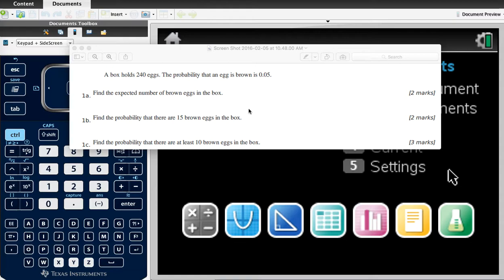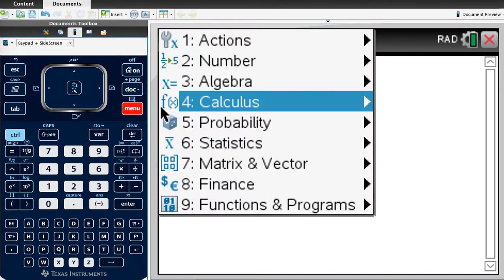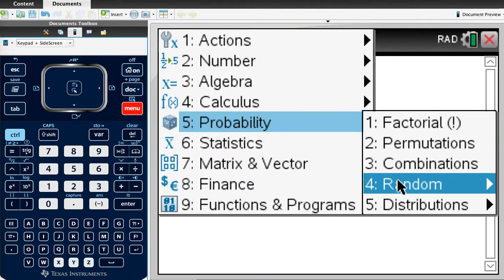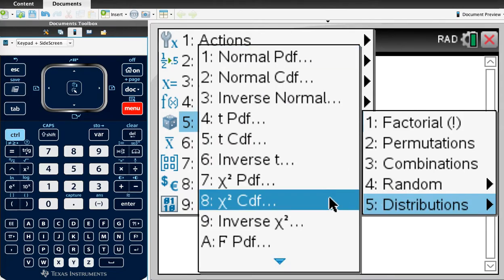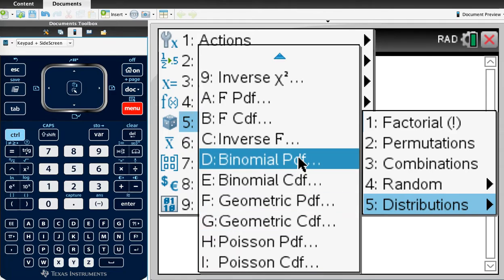So how do we then do that on the GDC? Find the probability that there are 15 brown eggs in the box. We go on to calculator mode, and we go into menu, probability, and distributions. And the distribution for binomial is quite a long way down, so we have to scroll down onto the next bit. And we've got these two here, binomial PDF, binomial CDF. So PDF is the probability distribution function, CDF is the cumulative distribution function, i.e. it's going to add several probabilities together. So for this one, we just want to know one individual probability, so we'll go for this one, D.